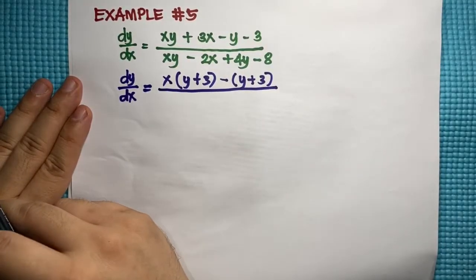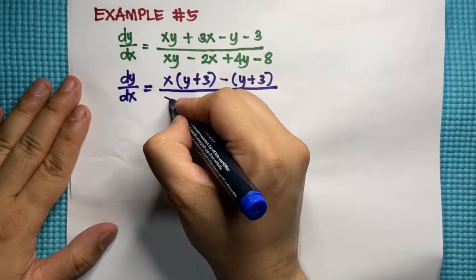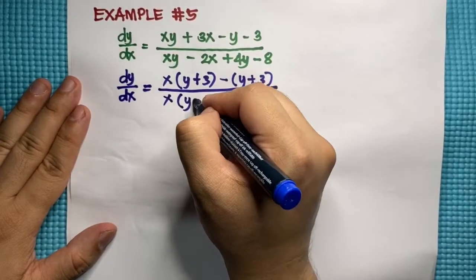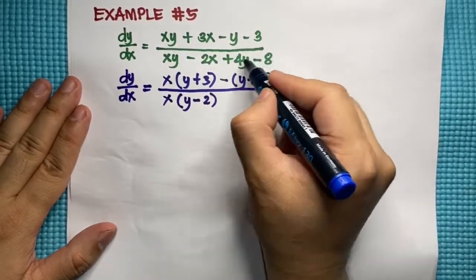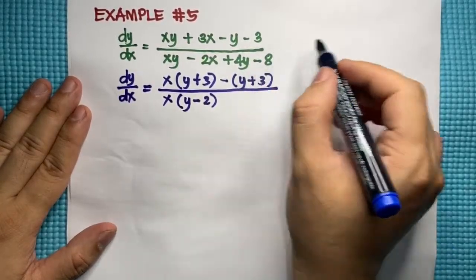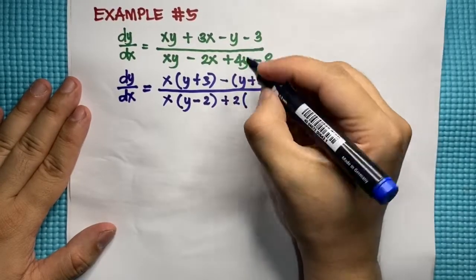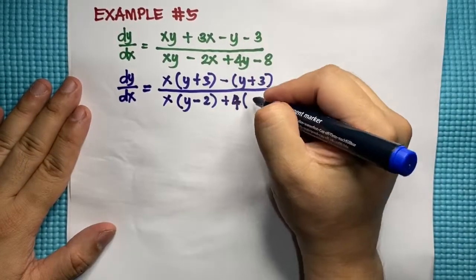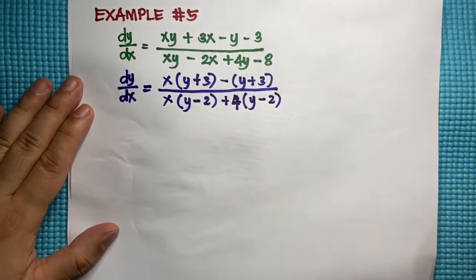But how about on the denominator? On the denominator, x on the first two terms is common as well. So that would give us x multiplied with y minus 2. And then on the second two terms, we have 4y minus 8. What is common on both would be a positive 4. So 4y divided with 4 will be y, and negative 8 divided with positive 4 will give a negative 2.